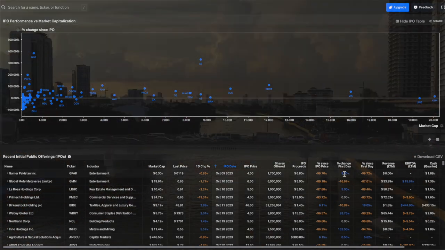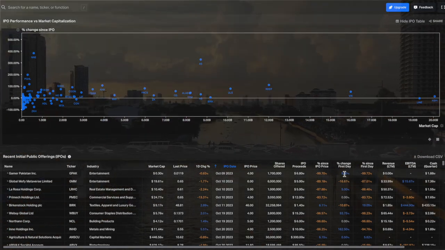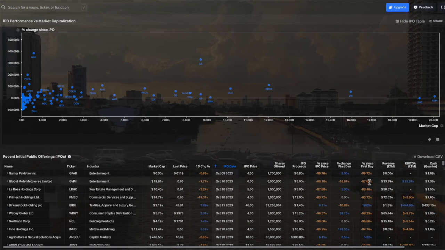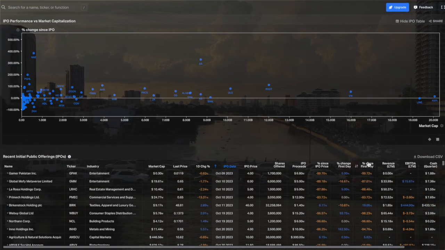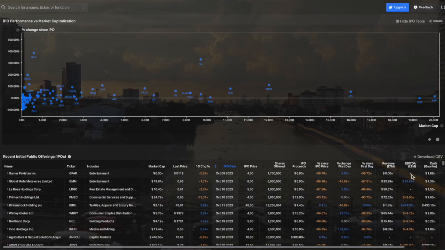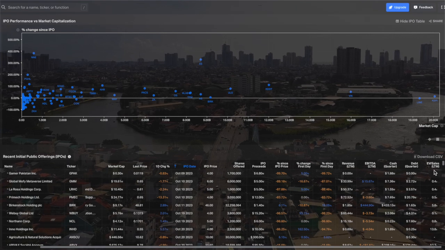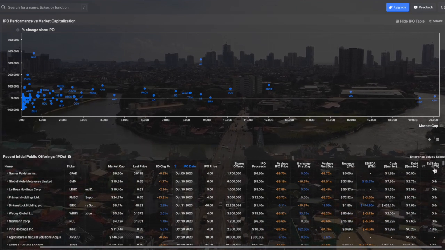The percentage change on the first day, which I guess you could say is meaningful. I don't think so. Percentage change since the first day. The revenues, $0 for this company. EBITDA, the cash per quarter, the debt per quarter, and the EV to sales in the last 12 months.